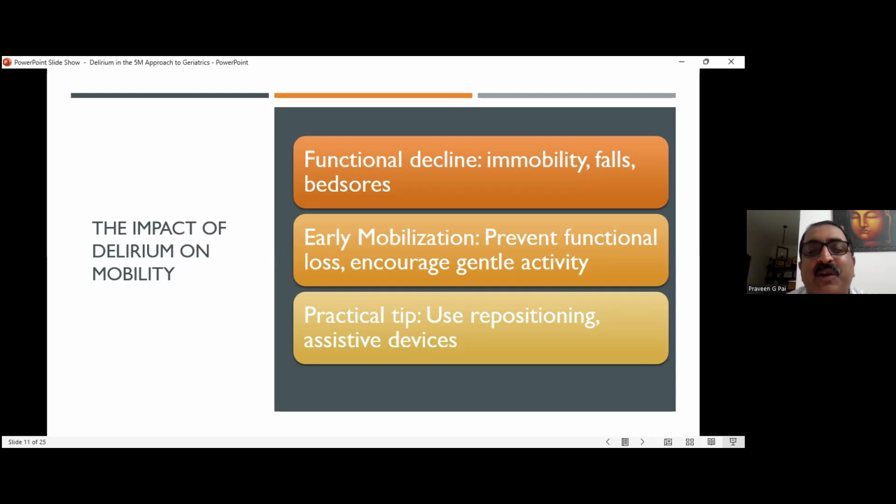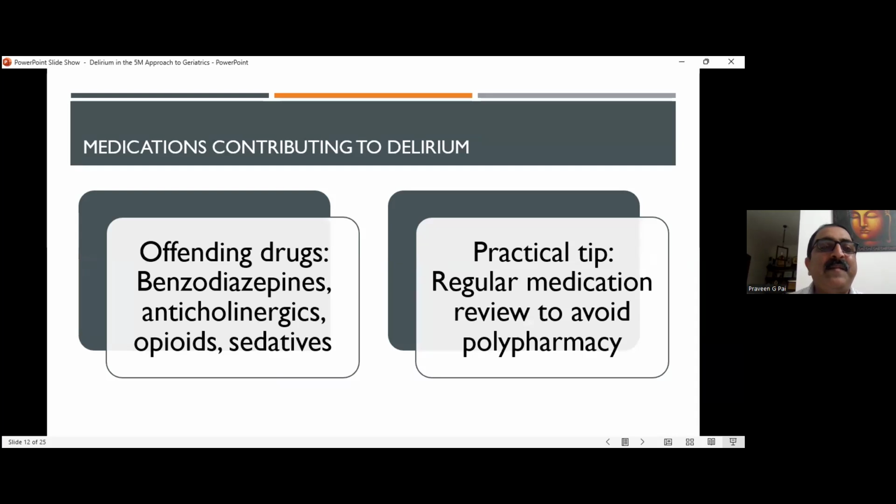So use whatever technology we have, whether it is assistive technology or personal care, like repositioning and hygiene. All these things have to be considered.